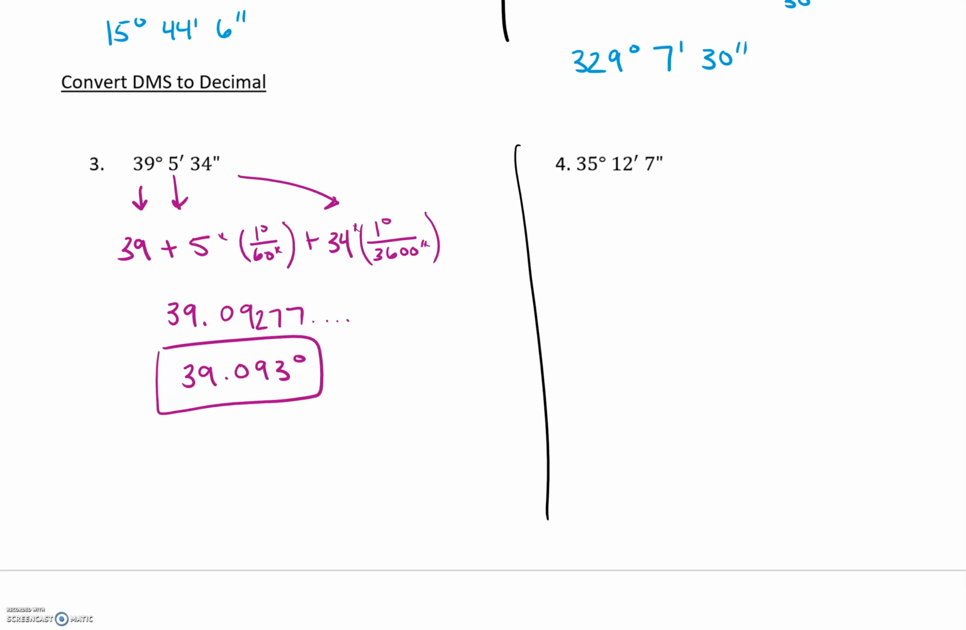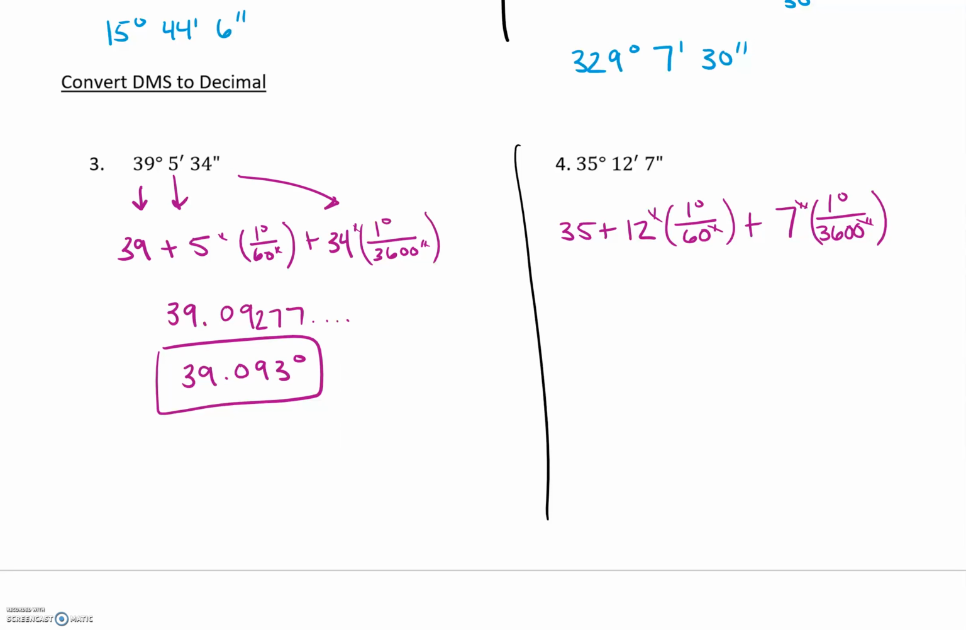All right, so we're going to start with our whole number, which is 35. So we're going to say 35 plus. Then we're going to take the minutes, which is 12. For every degree, there's 60 minutes. So we want our minutes to cancel, so that's why you're putting 60 at the bottom. Plus, I'm going to take my seconds. For every degree, there's 3,600 seconds. So I'm going to put the 3,600 on the bottom, so that way my seconds cancel.